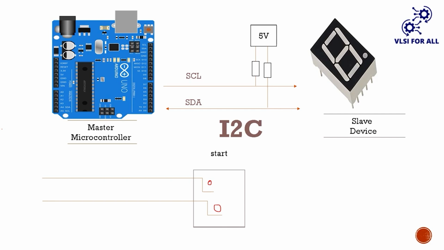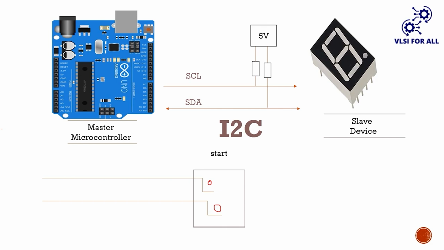Over here 0 is sent as a start bit. After that our SCL pin, which means serial clock, gets started. After that it will start acting as a pulse. So this is the first process.